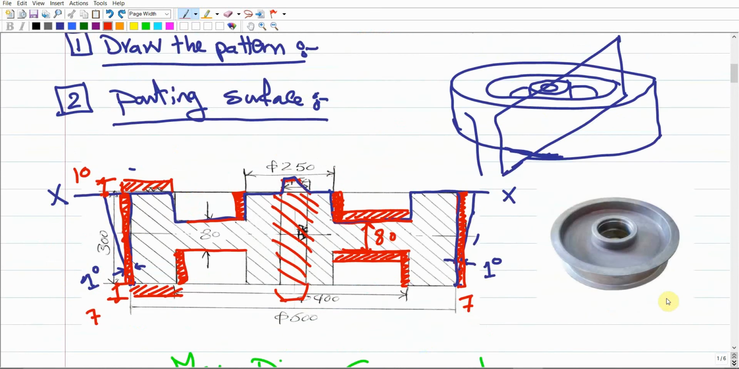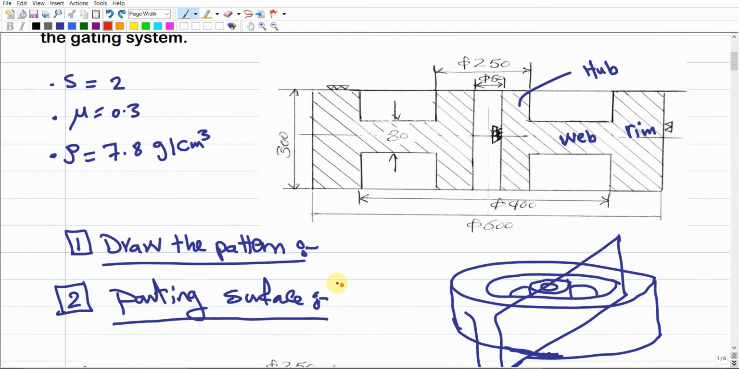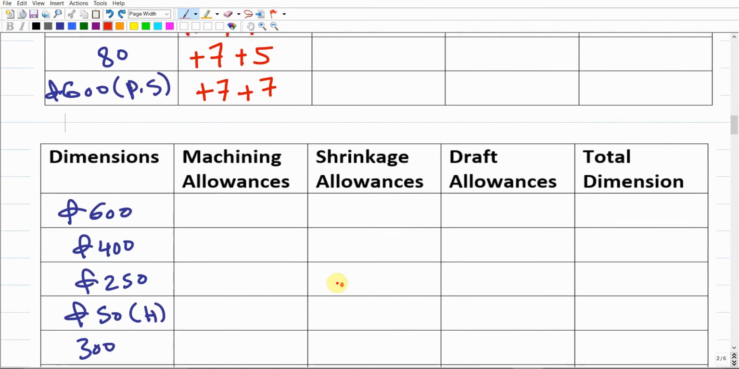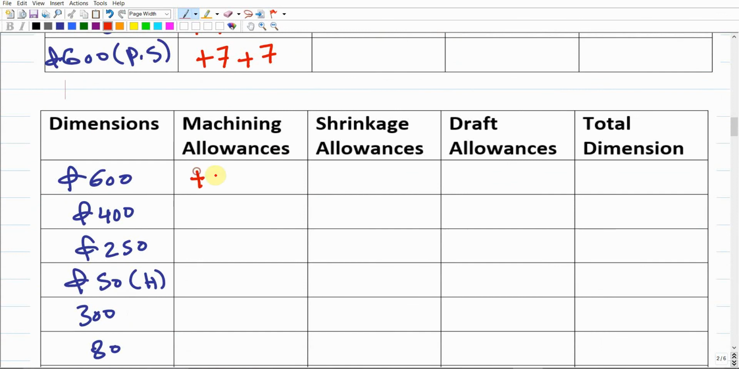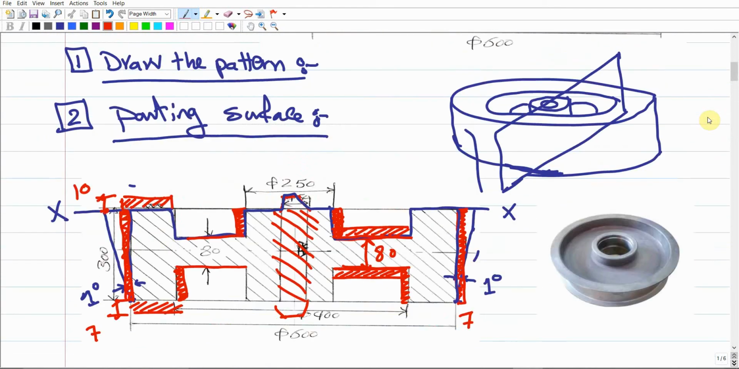So what does it mean? It means that I'm going to build 6mm onto this surface, and there should be another 6mm over this surface. This 6mm will increase the 600, and this one also will increase the 600, as we discussed before. So in front of the 600, I'm going to add here, for this case, plus 6 plus 6. Here, I'm considering the symbol that was given to us for the machining allowances over these dimensions.